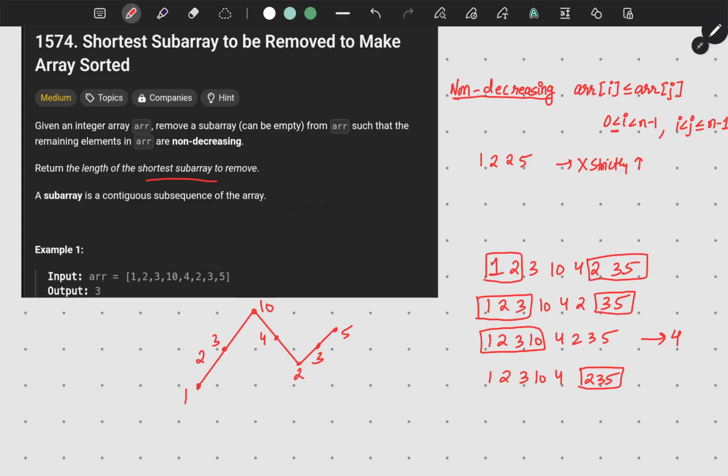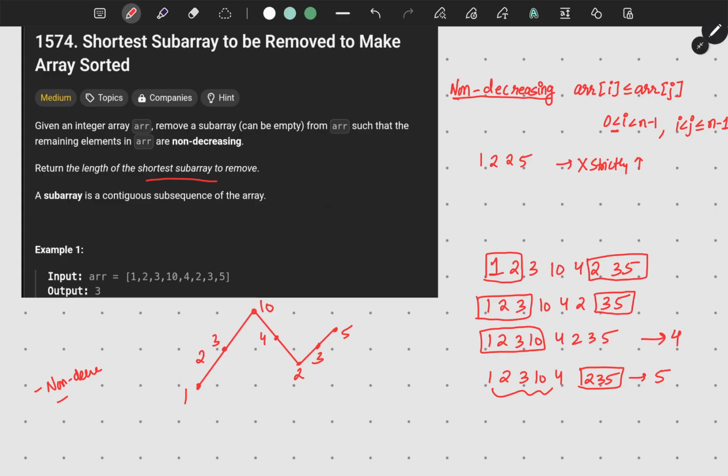Okay. Another pattern is to take the increasing pattern from the last, that is 2 3 5, and remove everything else. So in this case we are removing a subarray of size 5. Okay. But we can see that the answer is 3. That means there are some other ways to remove the subarray such that the array is still in non-decreasing order and the subarray removed is shortest.